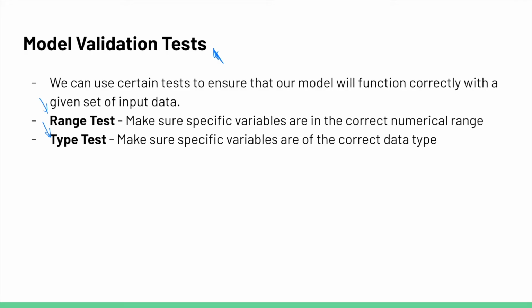Additionally, we also have type tests, and here we're just making sure that for whatever variable we are conducting this type test on, the input for that variable is of the correct data type. So if it's supposed to be a string, then it is a string. If it's supposed to be a numerical value, then it's a numerical value, etc. This is a small aspect of models in general, but it does come up quite often on model-related questions, so I just thought we would go over it.